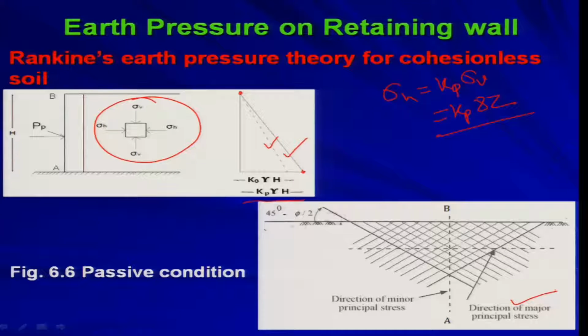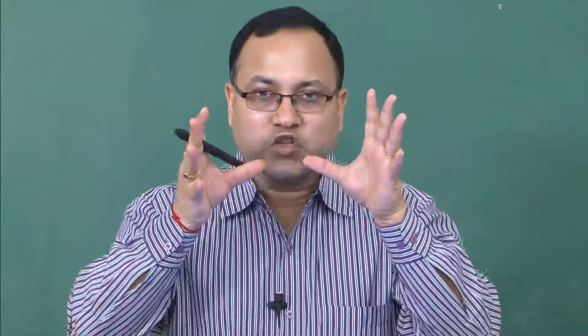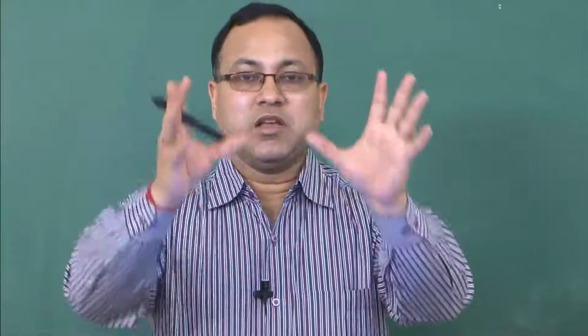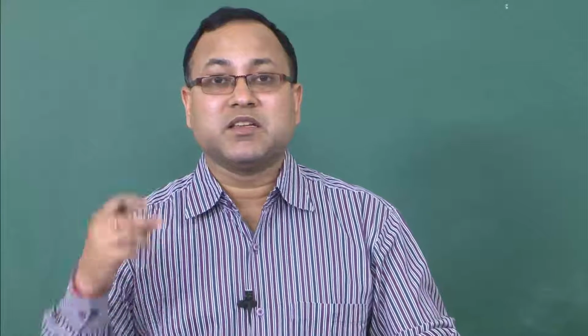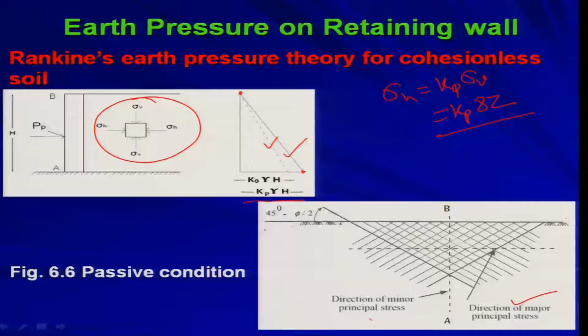In case of active state, the direction of major principal stress was vertical, now it is horizontal. That means you are pushing, this is your main action, you are pushing the wall towards the backfill. So, that should give you the major principal stress. So, what is your minor principal stress? What is the direction of the minor principal stress? That is nothing but vertical.